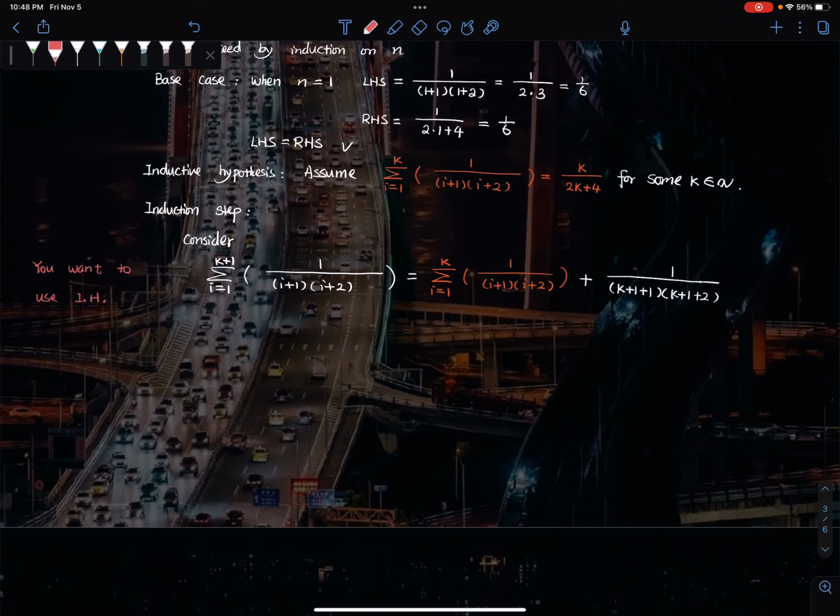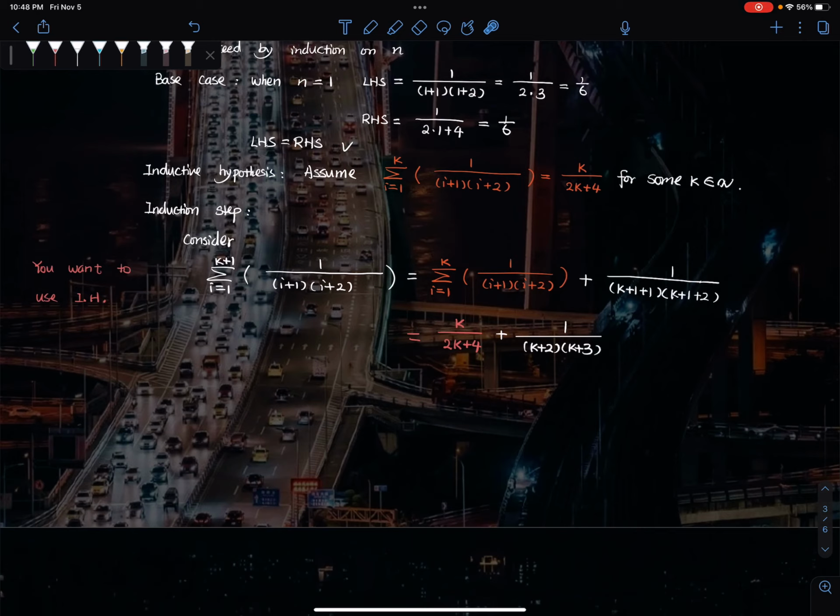So let's write it down. This equals k over 2k plus 4, and the rest you just add back together. I'm going to simplify it a bit. So that's going to be 1 over (k plus 2)(k plus 3). Okay, now you have this. Remember, you want to get to this, changing this to k plus 1. So, well, you only want one term. Now you have two terms.